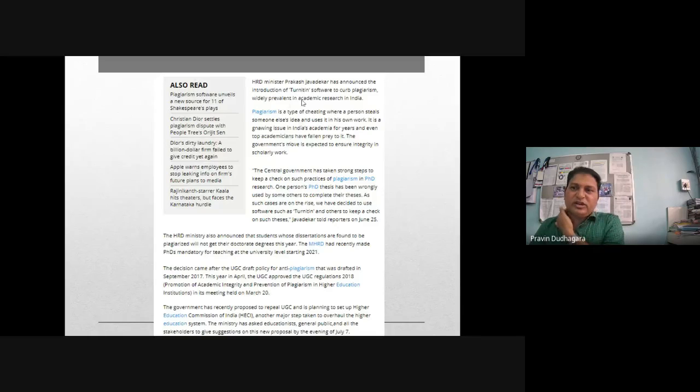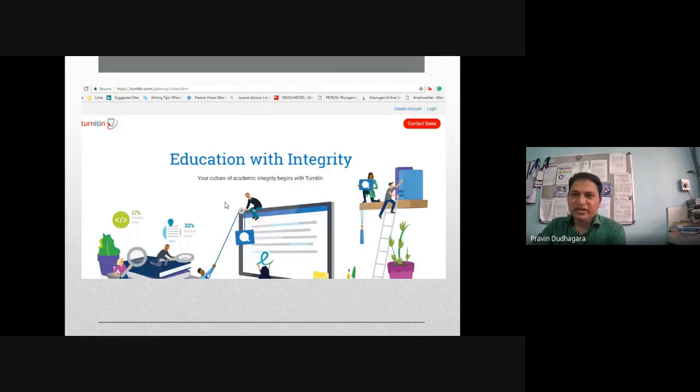According to the HRD Minister, Prakash Javadekar has announced the introduction of Turnitin software to curb the plagiarism widely prevalent in academic research in India. That defines what plagiarism means and how PhD and such higher study theses come under plagiarism. Some policies are already drafted, but are only partially implemented, and MHRD announced that before 2021, all higher education institutes must follow the rules and regulations announced by the HRD minister with the Turnitin software.